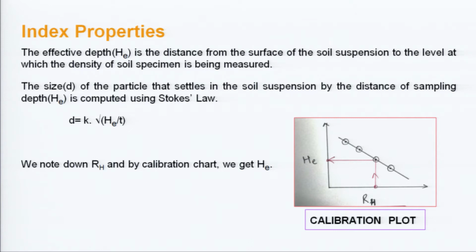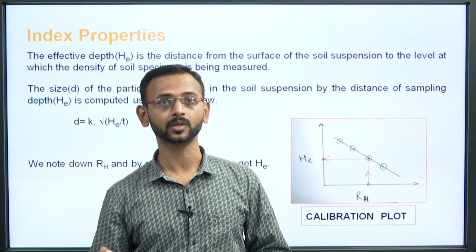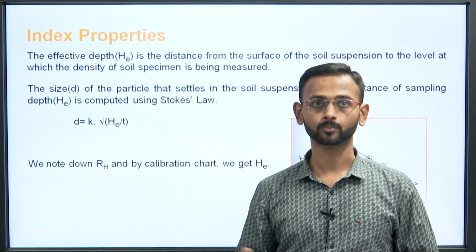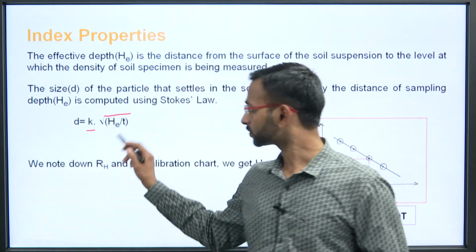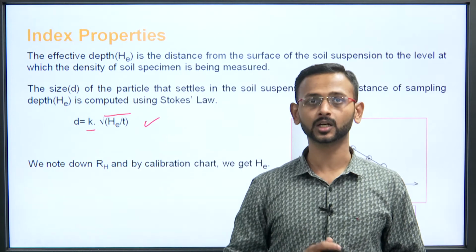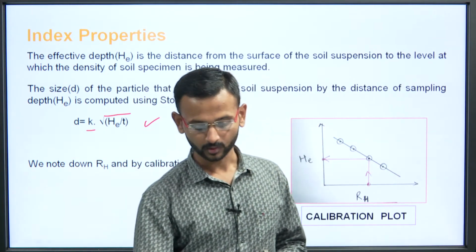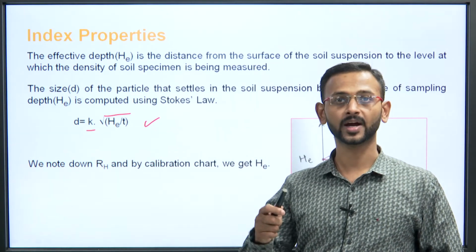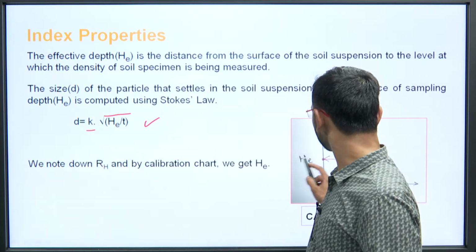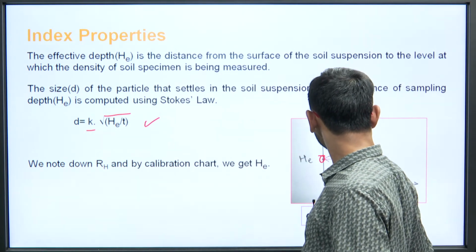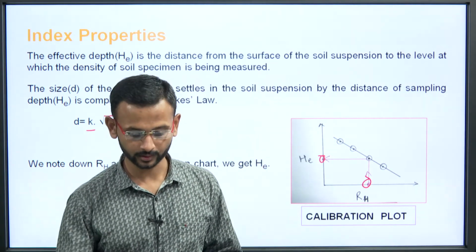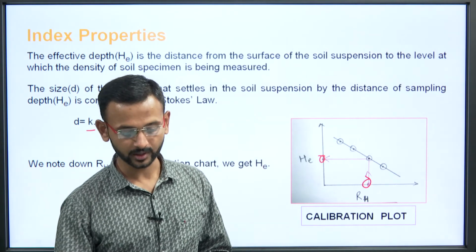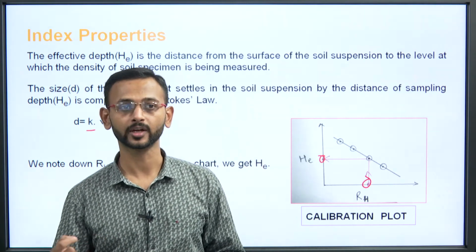The size d of the particle that settles in the soil suspension by the distance of the sampling depth is computed using Stokes' law, that is d is equal to k into root He by t. This Stokes' law we have already studied in the previous slides, and we note down RH for different values, and the He is being calibrated. This curve, this graph, is available to you when we do the experiment, and you will be simply using it for your experiment.